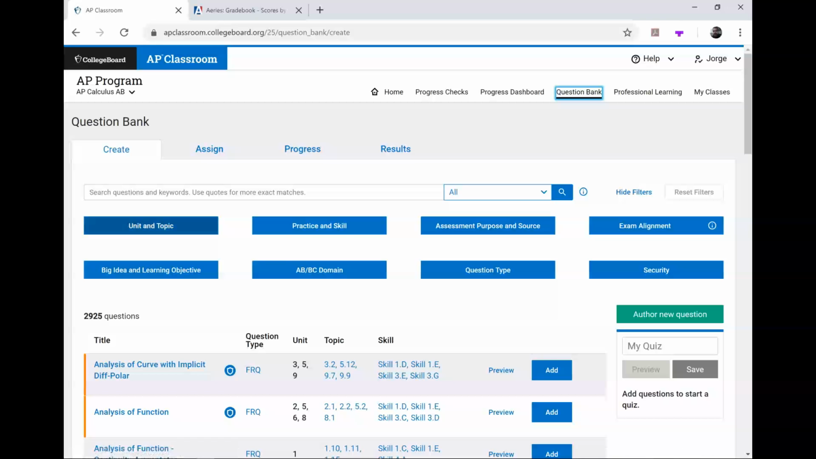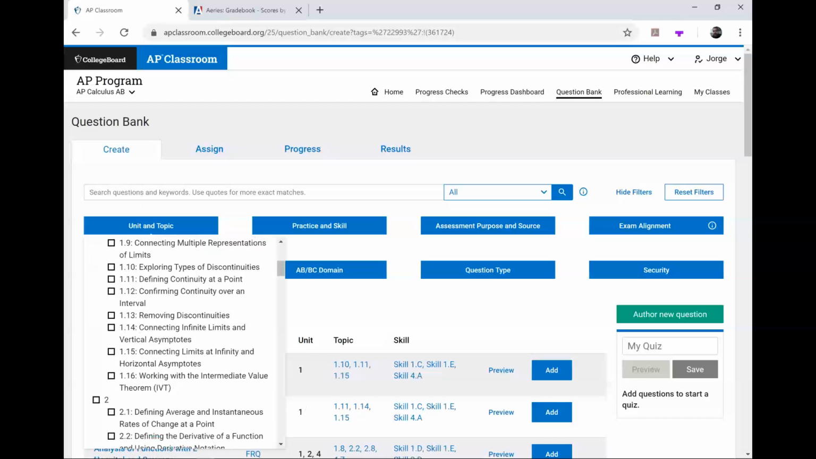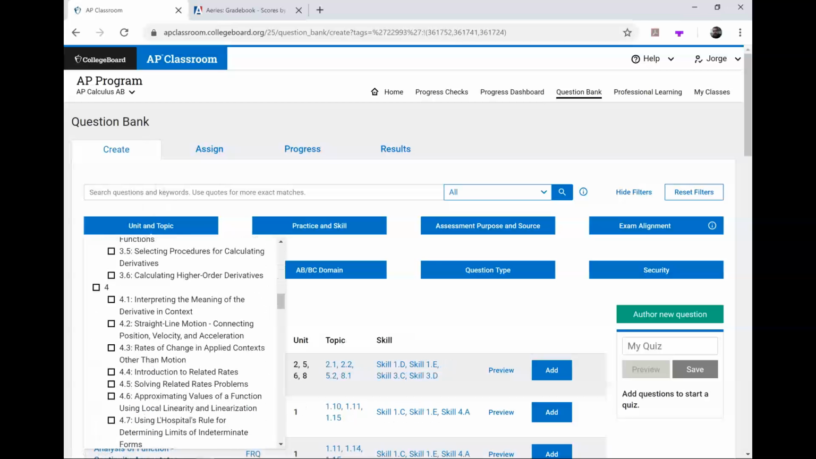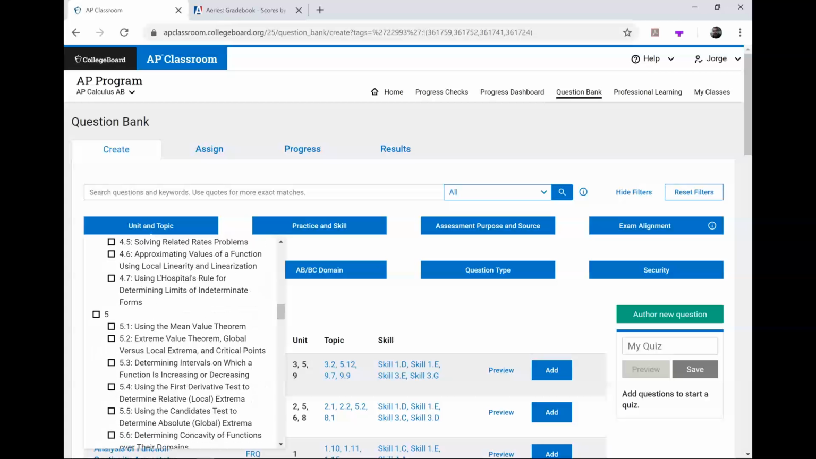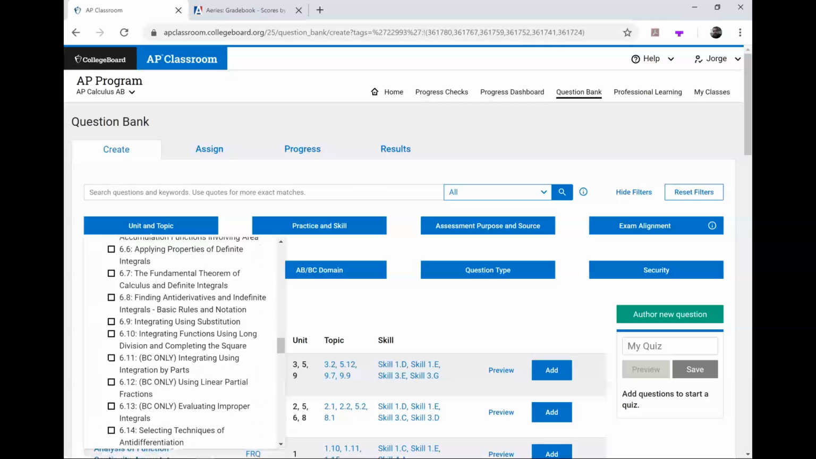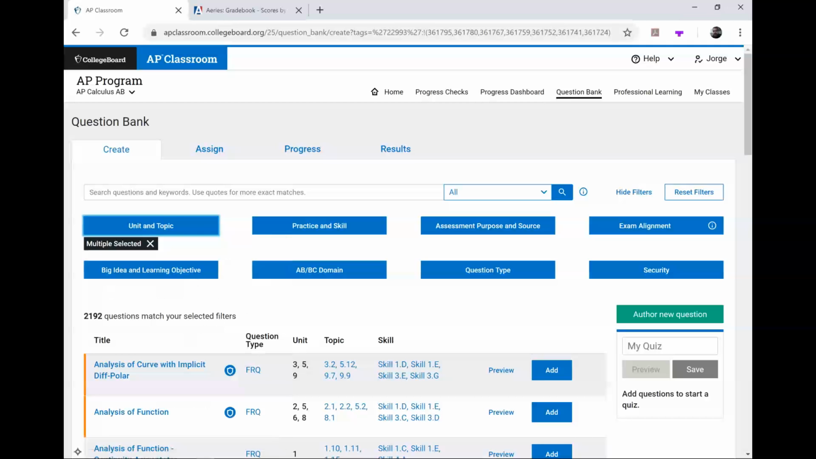I'm going to go to Units and Topic, and according to the email, Calc AB and BC will have to do Units 1 through 7. So I'm going to click on 1, 2, 3, 4, 5, 6, and 7. Now that I've done that, you'll notice the questions went down from like 2,900 to 2,192, and you're thinking, oh, that's great. Well, we're going to bring that down to about 500 something.